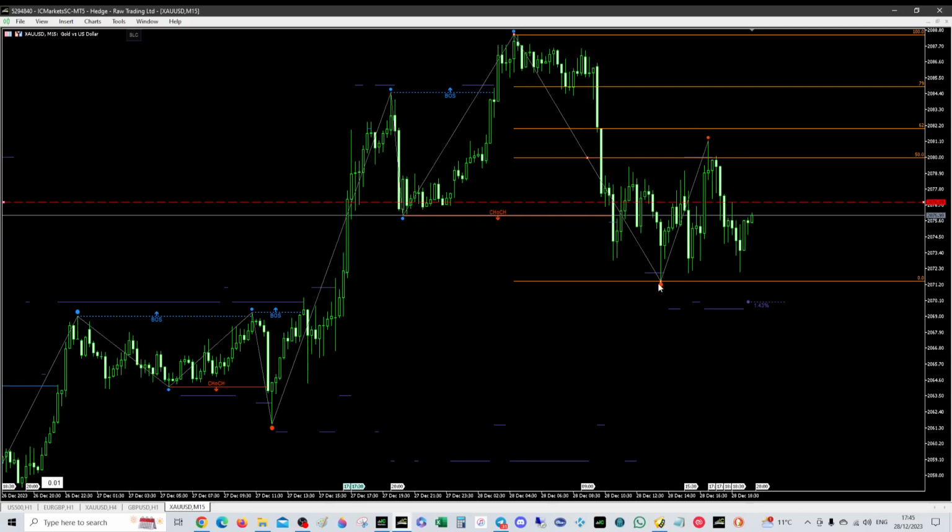So we're looking for a lower low, a retracement up to 50%, which we saw, and then you're looking for sells this side of the 50%, and we're looking for longs above the 50%. All right, so that's pretty much it.